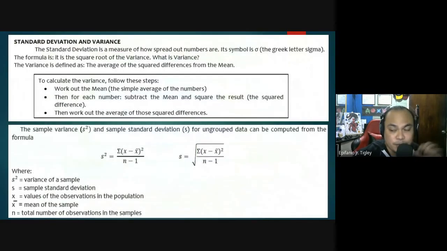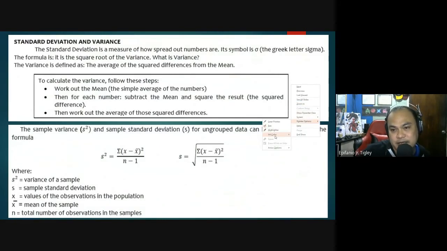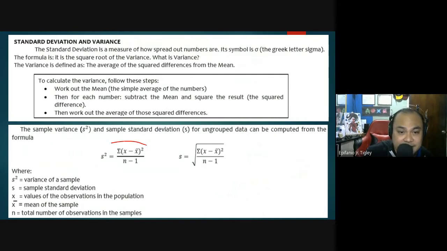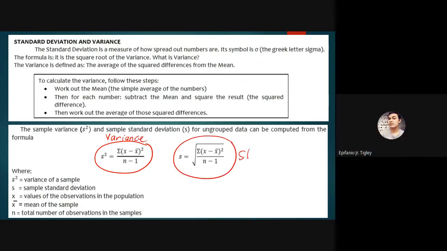Now, this will be our formula. This one over here. Let me change my ball pen color first. Okay, this will be the formula for the variance. This will be the formula for the standard deviation.